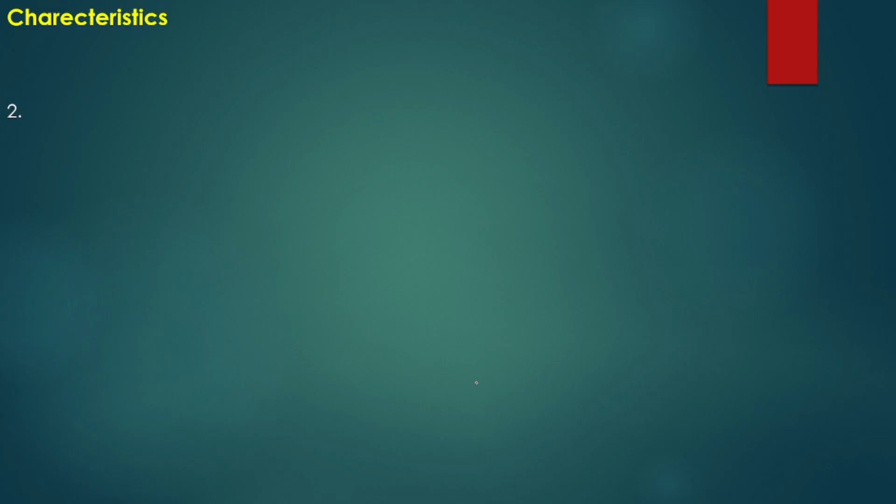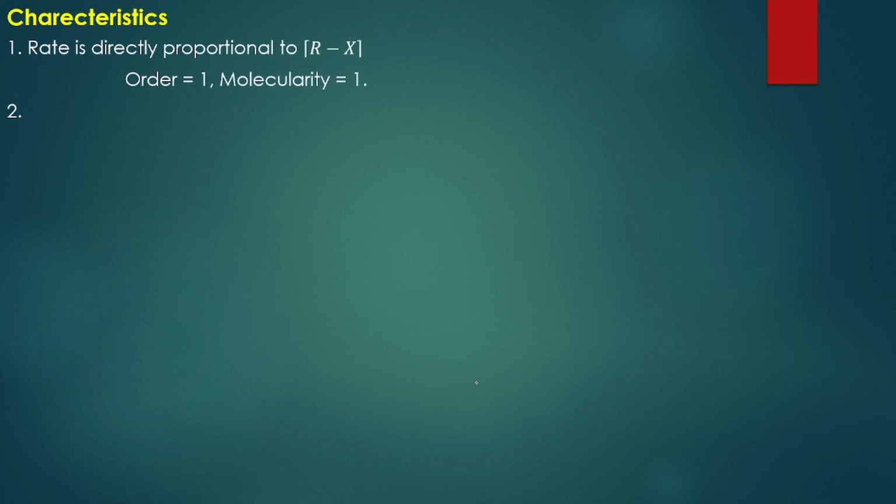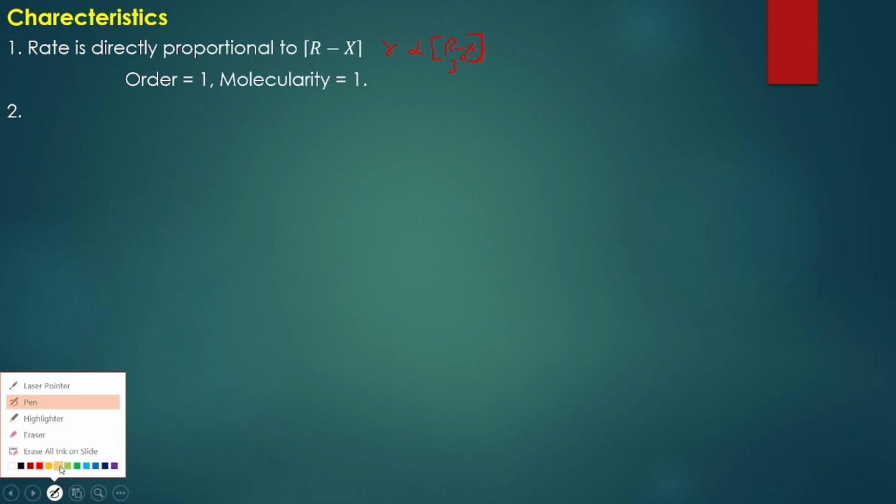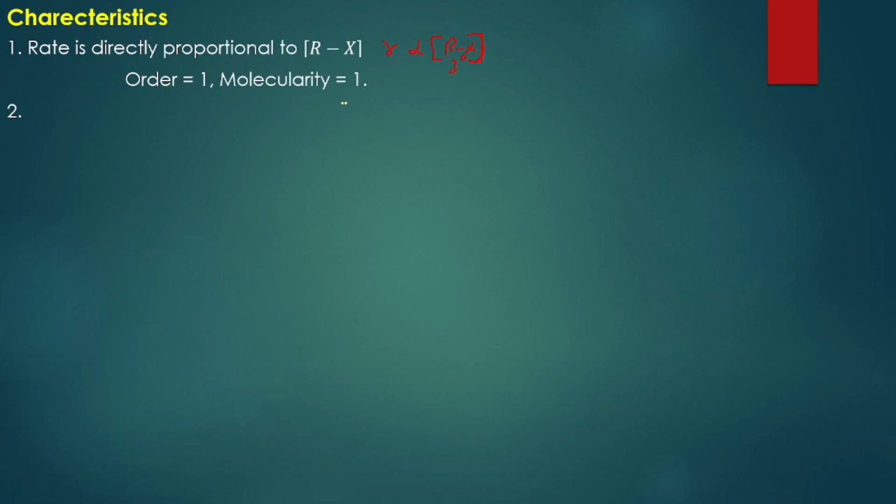Next, characteristics. Rate of reaction is directly proportional to what we discussed already, concentration of alkyl halide. Which alkyl halide? Tertiary alkyl halide. Rate of reaction is directly proportional to concentration of tertiary alkyl halide. So that's why the power is 1. So order of reaction is 1. Only one reactant molecule is involved. So molecularity is 1. Got it?